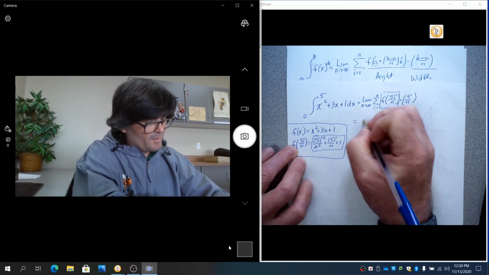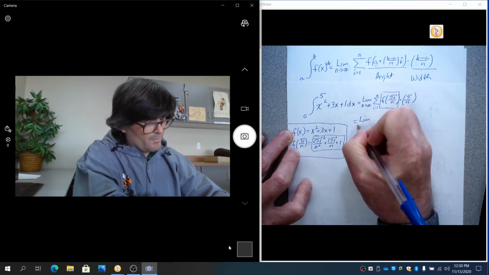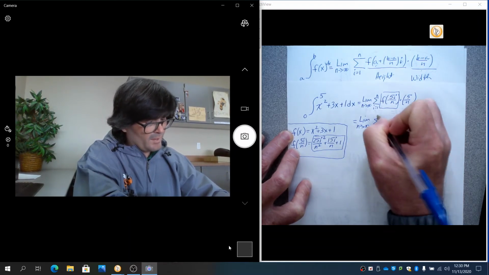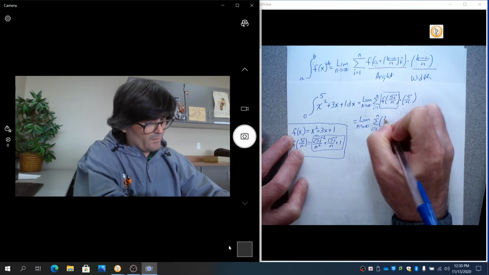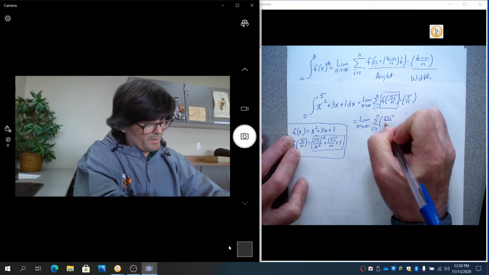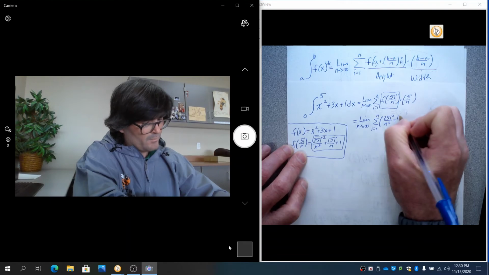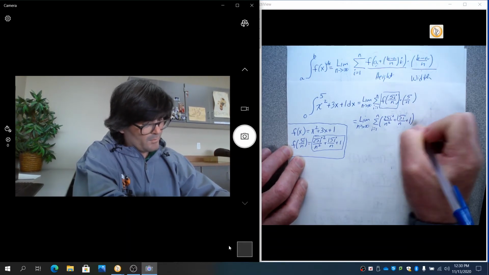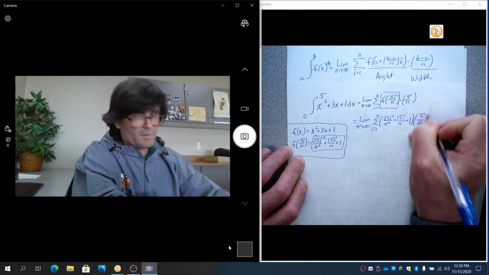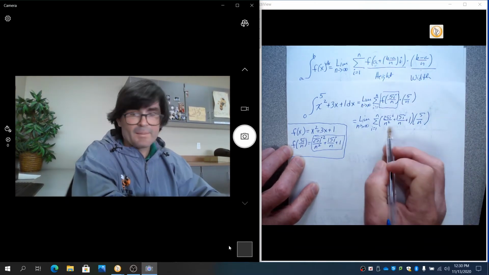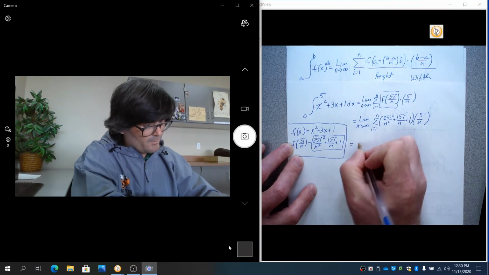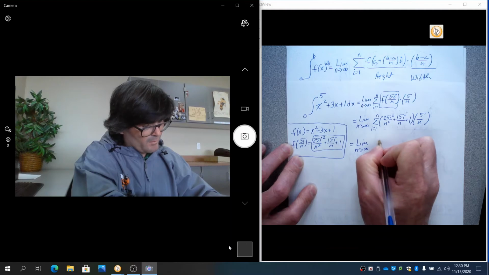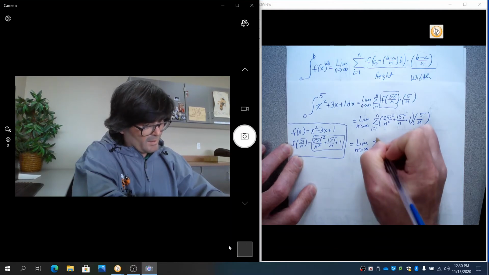We'll say this is the limit as n goes to infinity, sigma goes from 1 to n, of 25i squared over n squared plus 15i over n plus 1, times 5 over n. We'll clean up the algebra there. n goes to infinity, sigma goes from 1 to n.